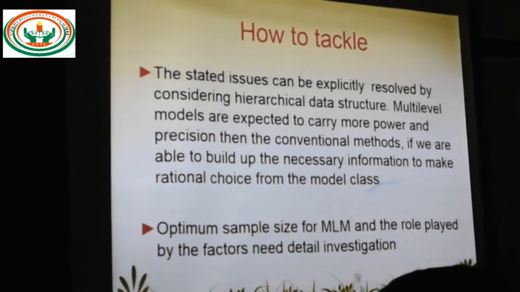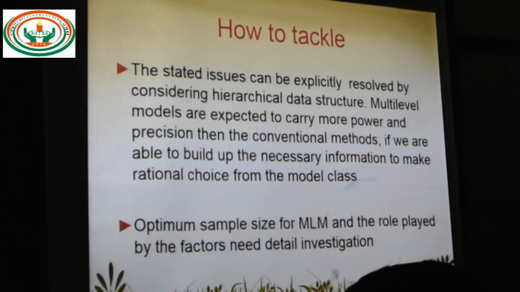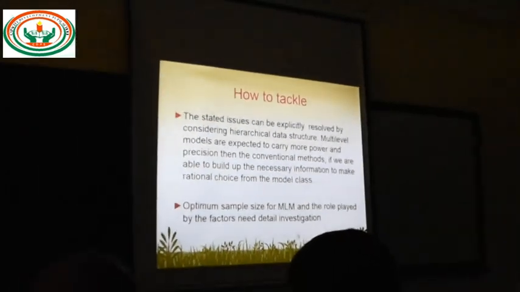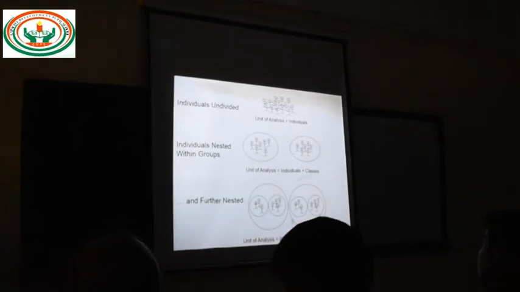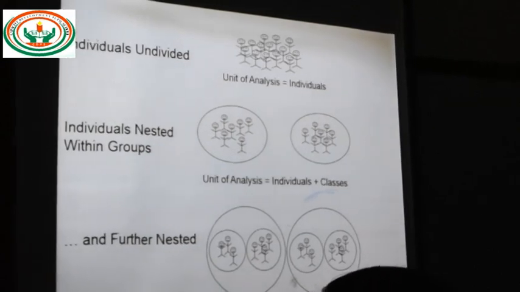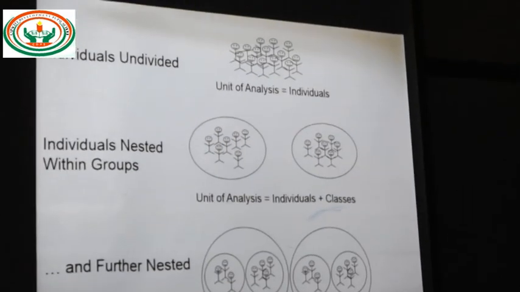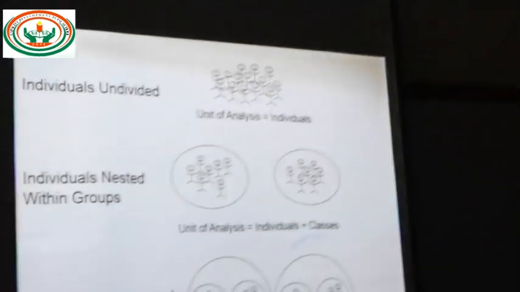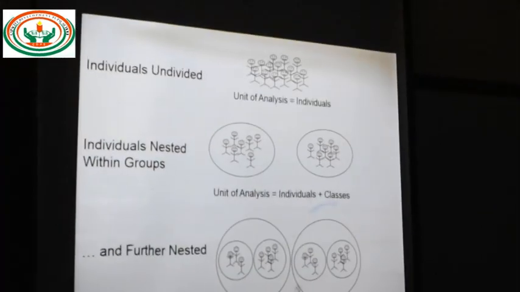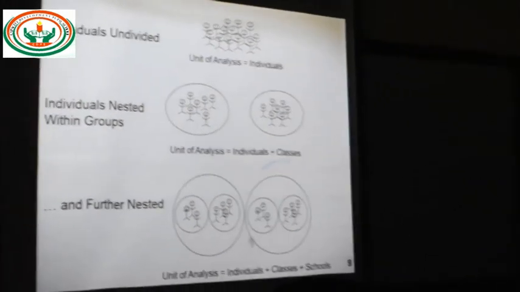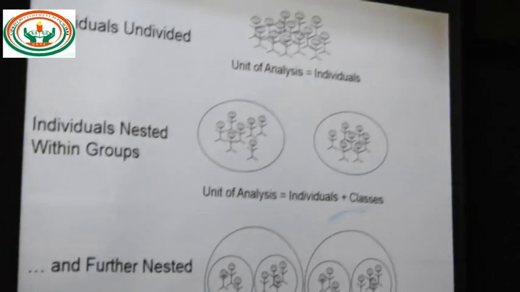And the optimal sample size for this MLM, of course, will consider all these factors, all these issues, which we are then getting. So we may have this situation, we may have individual as a unit, we may have the individual plus class as a unit. So this is a hierarchy. So two units may be included, a larger unit and a smaller unit, and further it can be extended to the individual plus class plus goods. So this can be considered as the 3 levels.